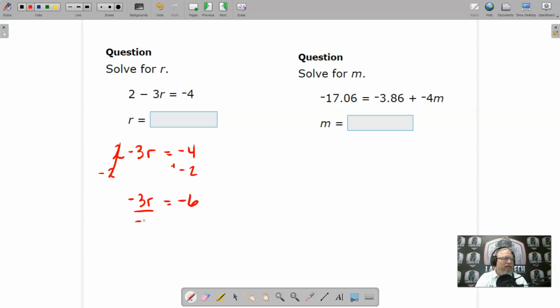So now we want to divide by the number we wish to get rid of, which is negative 3. And what we do to one side, we're going to do to the other. The negative 3's cancel each other, leaving me with r. And negative divided by negative is positive. 6 divided by 3 is 2. So r equals 2.